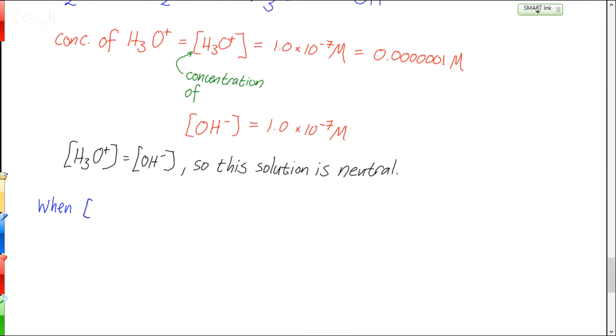If we had more hydronium, so when the hydronium concentration is greater than the hydroxide concentration, there's more hydronium than hydroxide. Then we'd call that solution acidic.